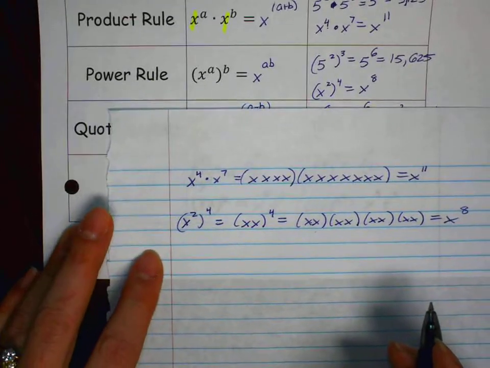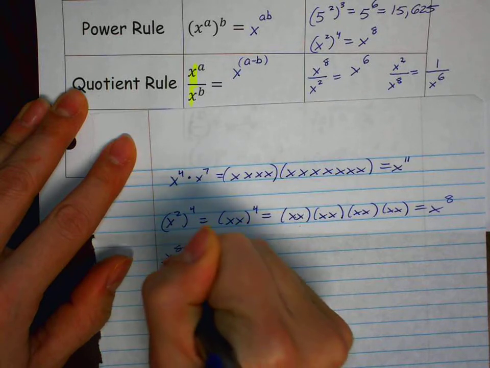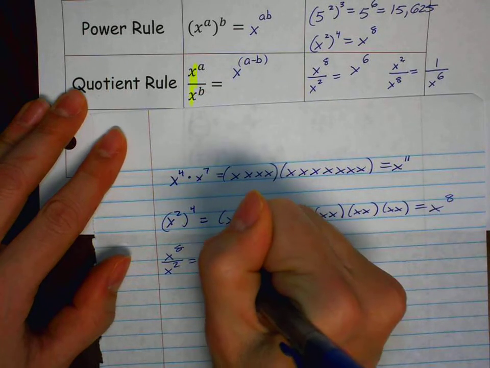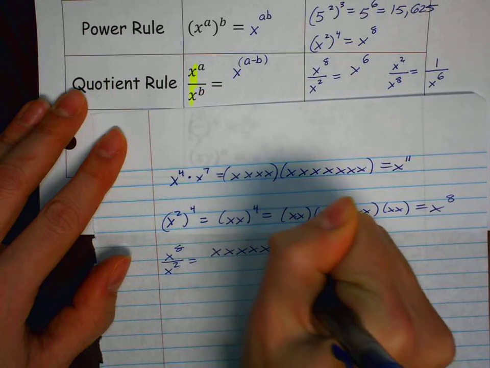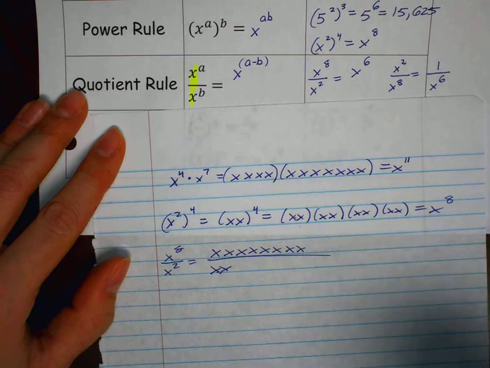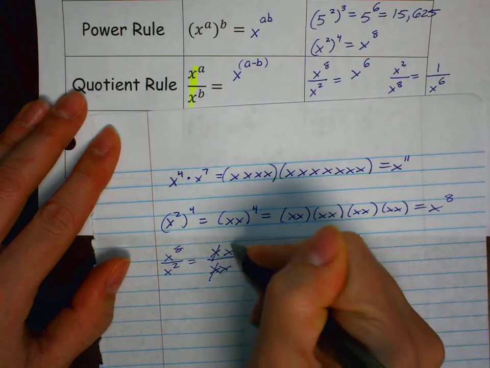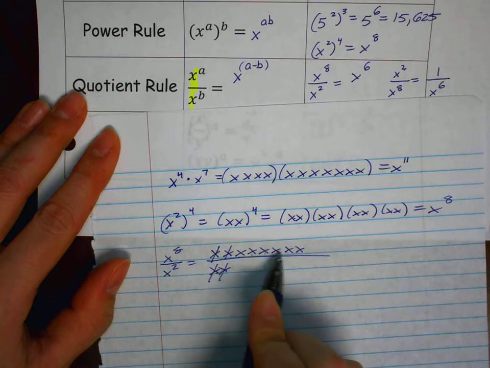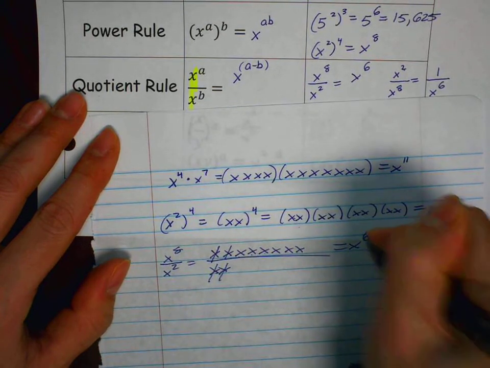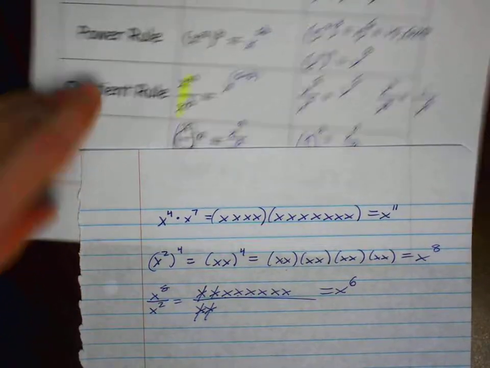I can do the same thing for division. Let's say I have x to the 8th over x squared. If I expand x to the 8th, 1, 2, 3, 4, 5, 6, 7, 8, and x squared, 1, 2. Whenever you have the same thing on the top and bottom of a fraction, you can cancel. So cancel, cancel, and I have 1, 2, 3, 4, 5, 6 left, which is x to the 6th. So remember that expanding can help you do the problem or remember the rule. So if you're a little bit stuck, try to expand and do it that way.